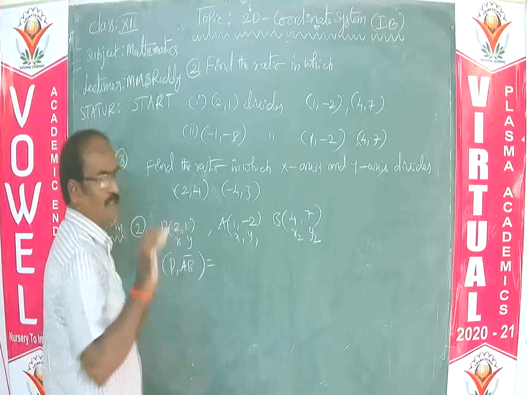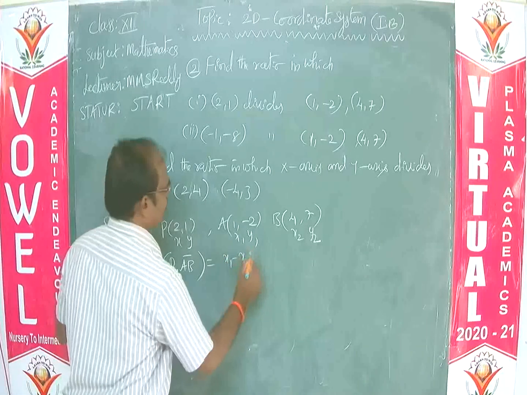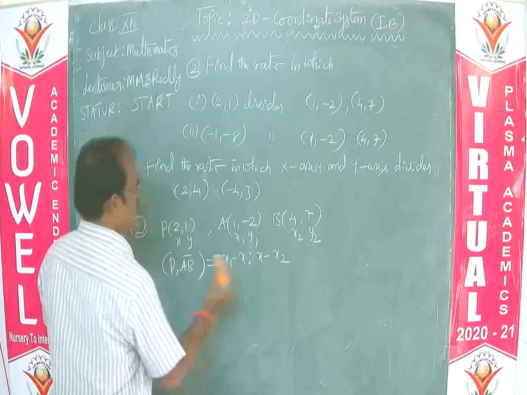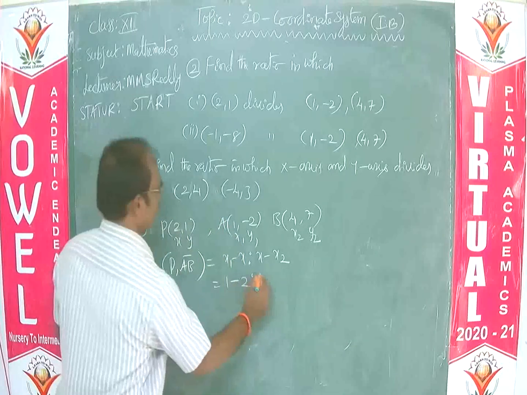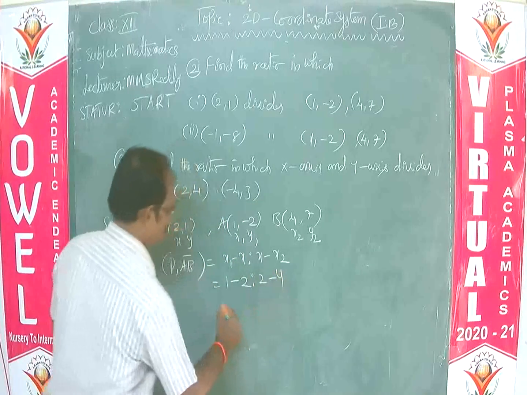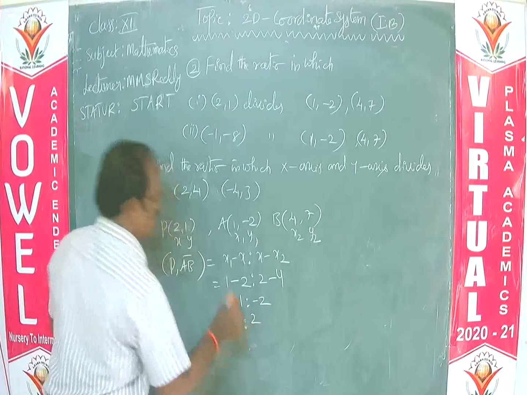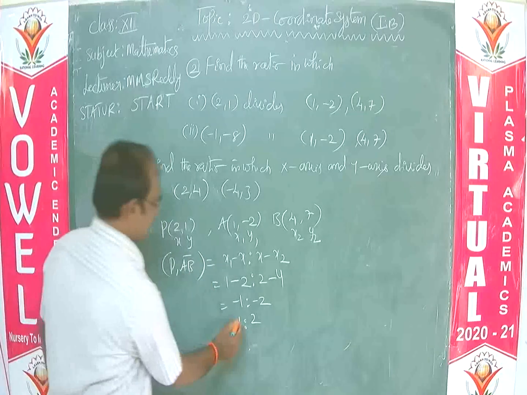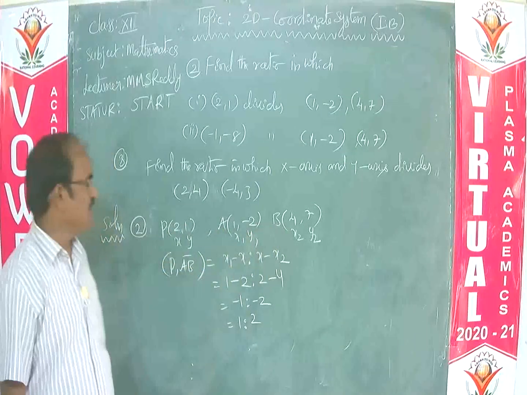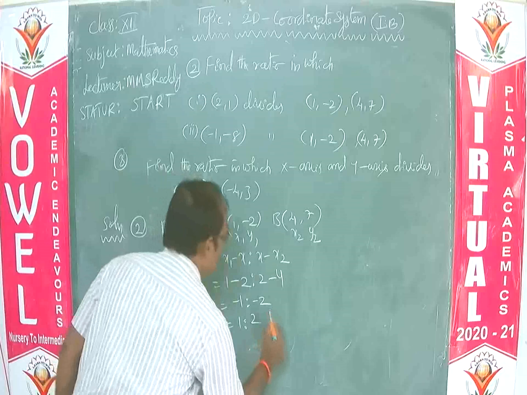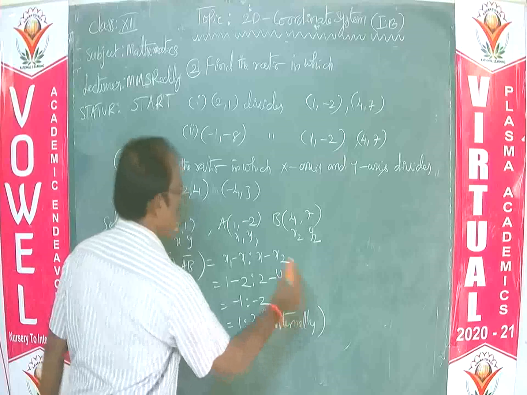in the ratio, there is a formula we proved, that is x1 minus x is to x minus x2. x1 is 1 minus x is 2, x minus x2 is 2 minus 4, that is minus 1 is to minus 2, which is 1 is to 2. Here both m and n are positive, hence the point P divides the line segment AB internally in the ratio 1 is to 2.